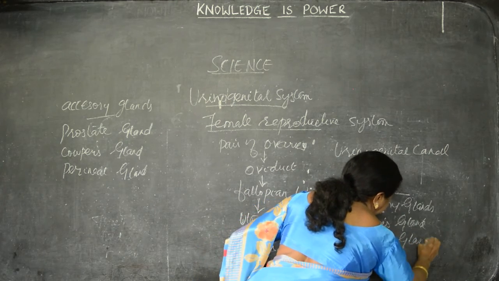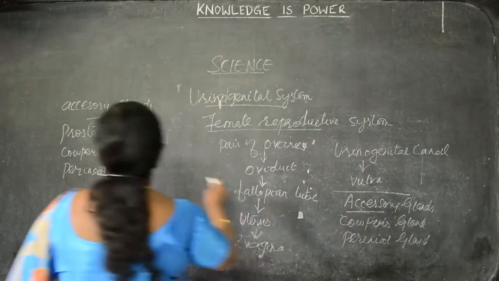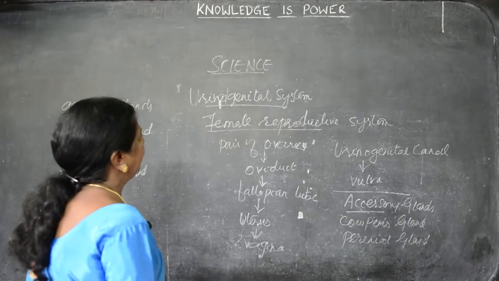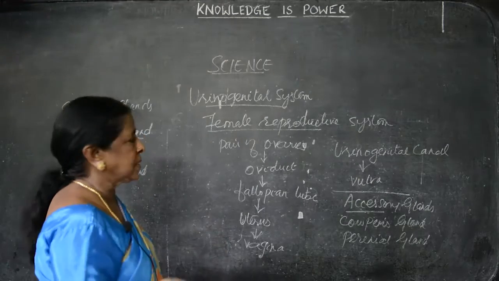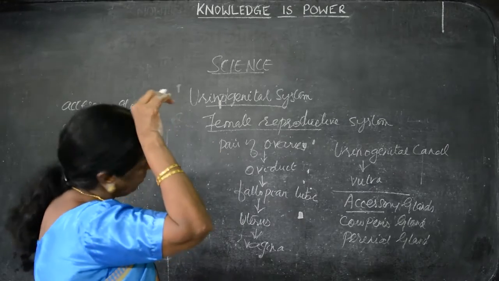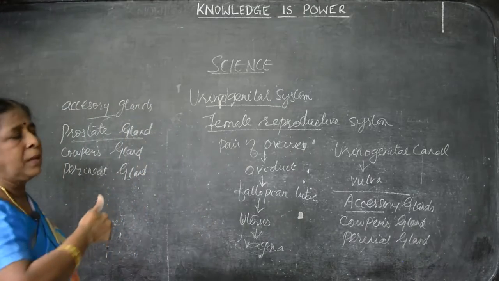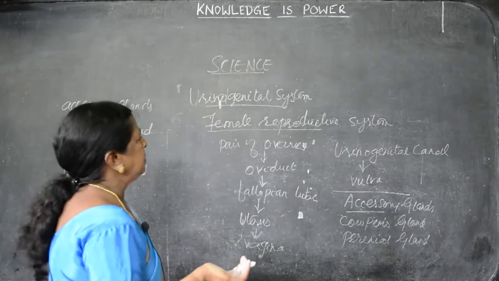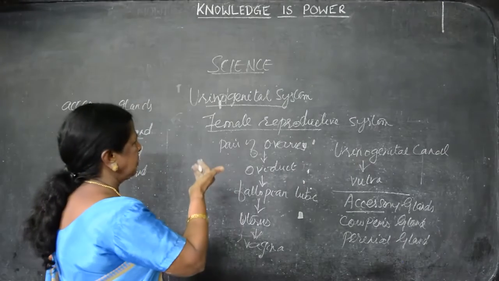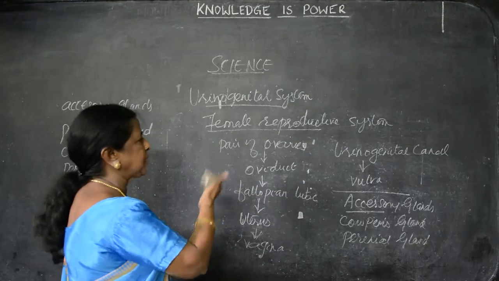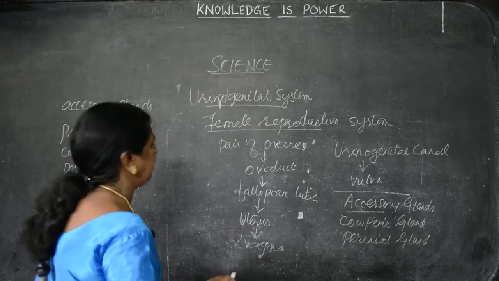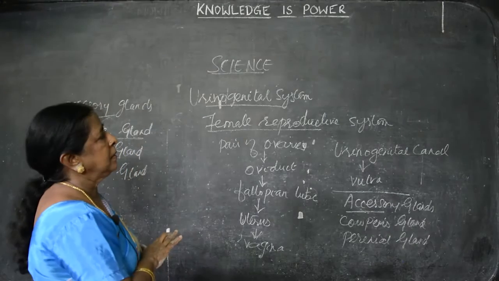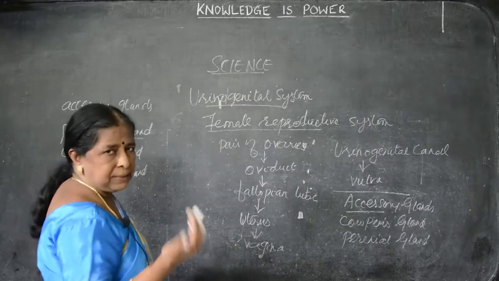So what is absent here? That is the prostate gland. The prostate gland is special only for the male, not for the female. So we have seen all the systems present in the rabbit: digestive system, respiratory system, nervous system, circulatory system, excretory, that is urinogenital system, male reproductive and female reproductive. So we have completed this lesson. We will go for the other lesson afterwards.